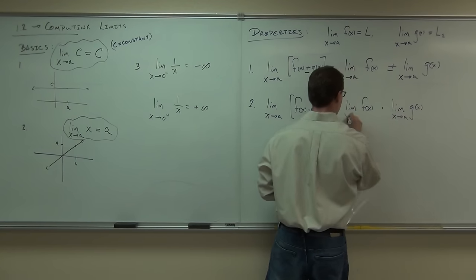Remember I said you should always plug in the number first to make sure you even have an issue? So if this was going to, let's do pi over 2, do I need to have a limit identity or anything? No. You just do sine of pi over 2 over pi over 2, and that will actually work out for you. It's going to be 1 over pi over 2, or 2 over pi.